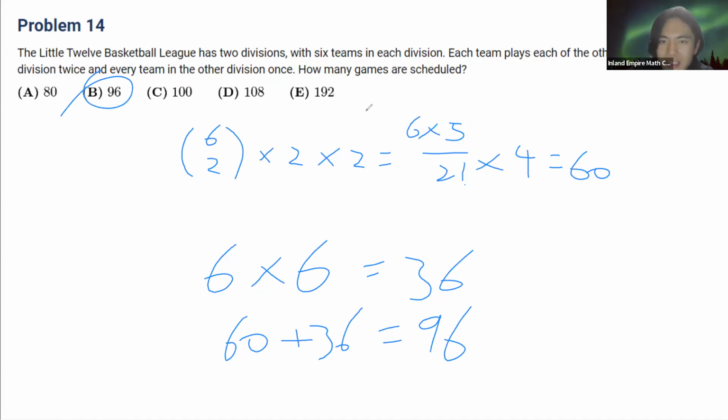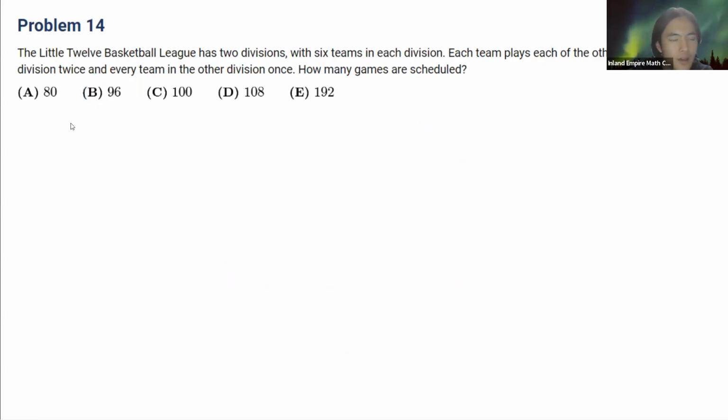Does this make sense to everyone? Are there any questions about this? Especially with the combination here, does everyone understand how these work? If not, I'm happy to give a little quick review because they do show up a lot in the competition. Okay, so I'm assuming that we're good on this. All right, then let's take a look at problem 15.